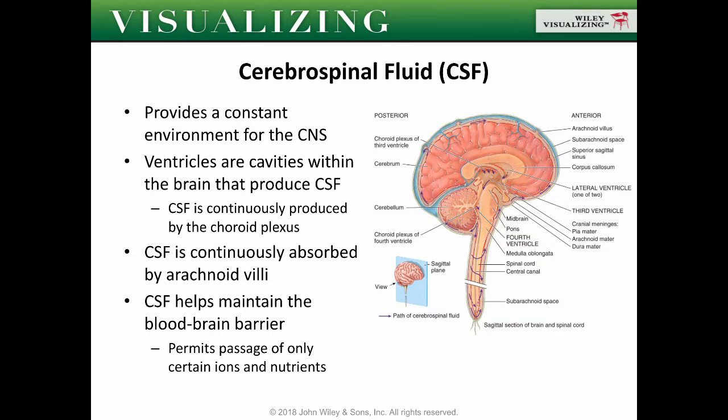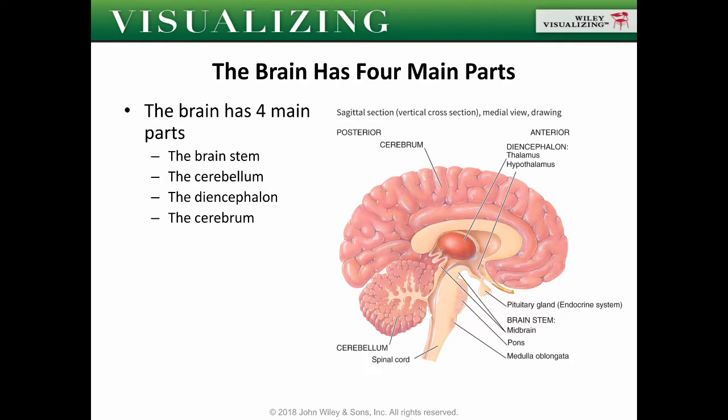The CSF also helps maintain the blood-brain barrier. It permits the passage of only certain ions and nutrients. That is also the reason why the brain is one of the most difficult organs to use chemical drugs on, because you have this barrier to protect it. Now, let's move on to the brain. The brain has 4 main parts: the brainstem, the cerebellum, the diencephalon, and the cerebrum.